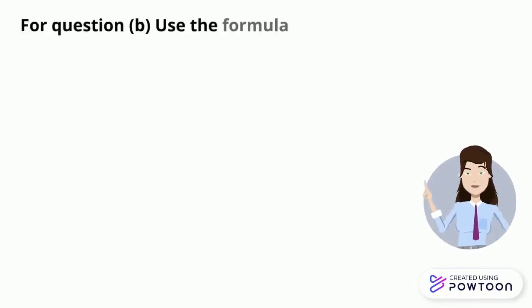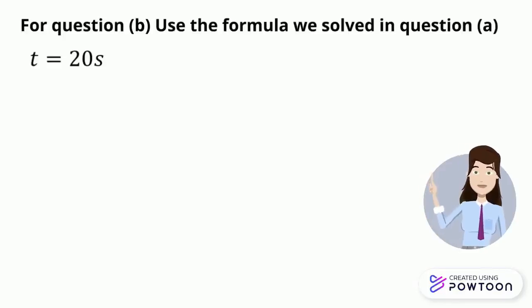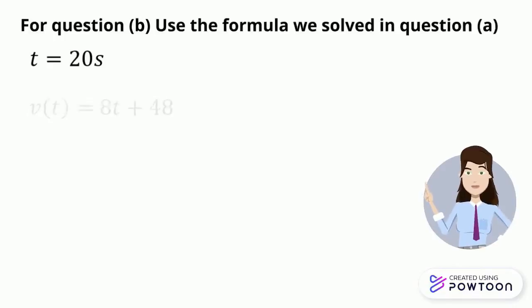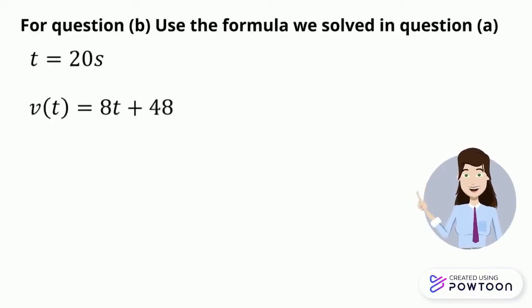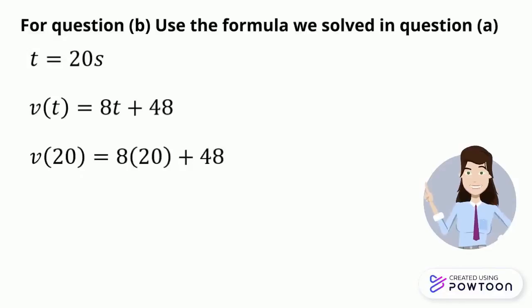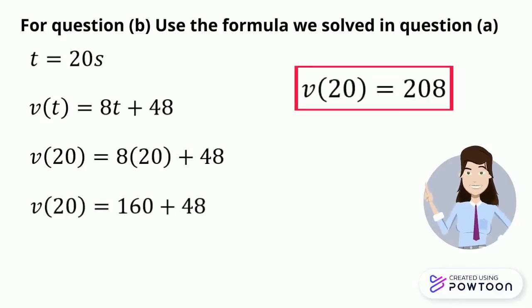Now for question B, we are looking for the instantaneous velocity of the car if the time is equal to 20 seconds. In this question, we are using the formula we solved in question A. So v of t equals 8t plus 48. Simply substitute the value of time. Our velocity will be 8 multiplied by 20 plus 48. Then 8 times 20 is equal to 160, plus 48, which will give us 208 as the final answer. Therefore, our instantaneous velocity at 20 seconds is equal to 208 meters per second.